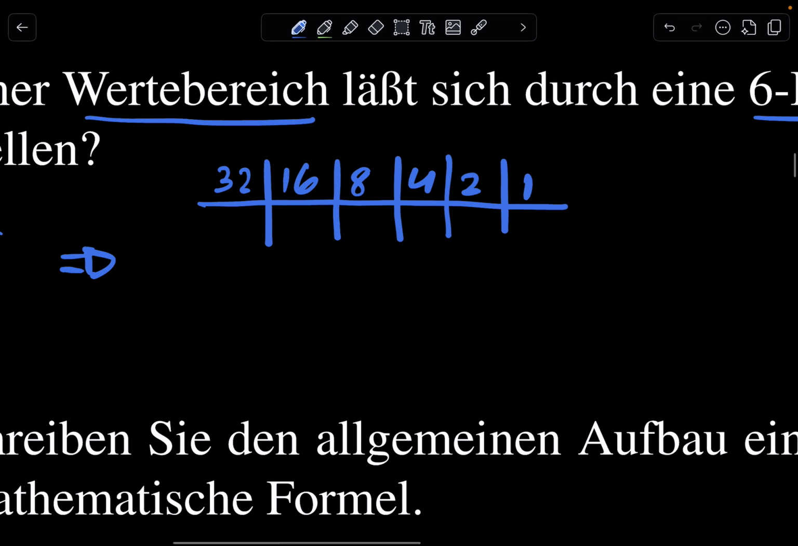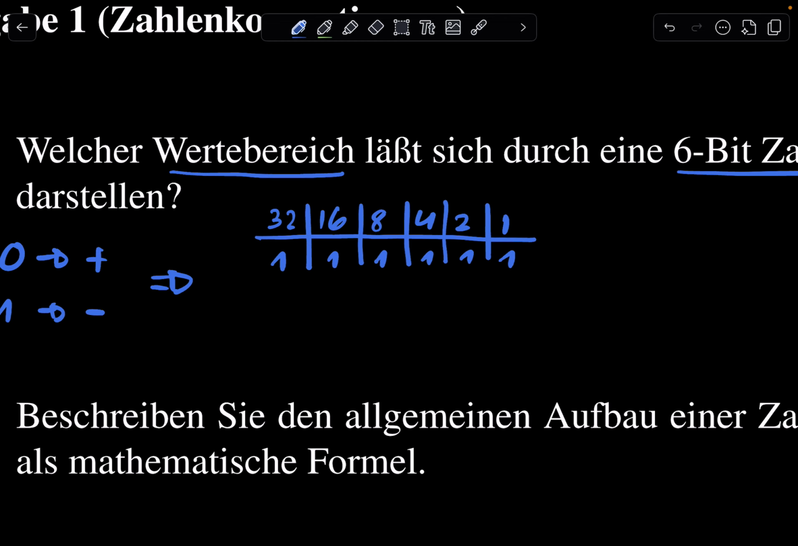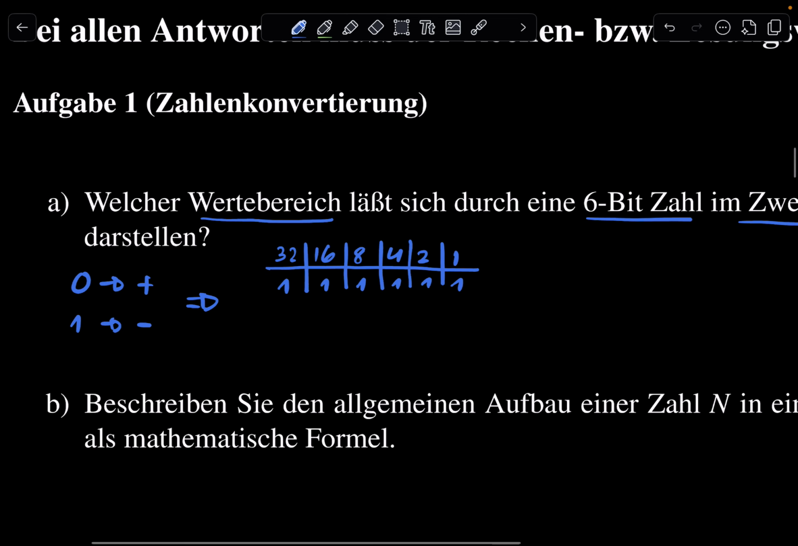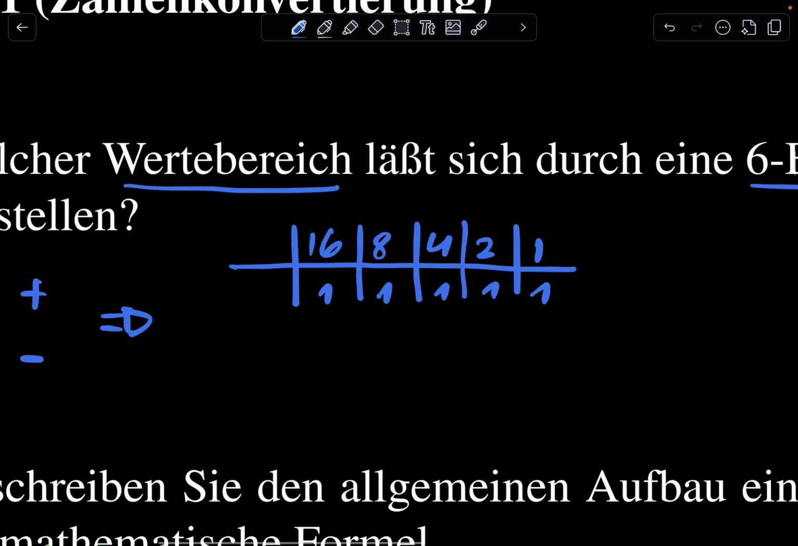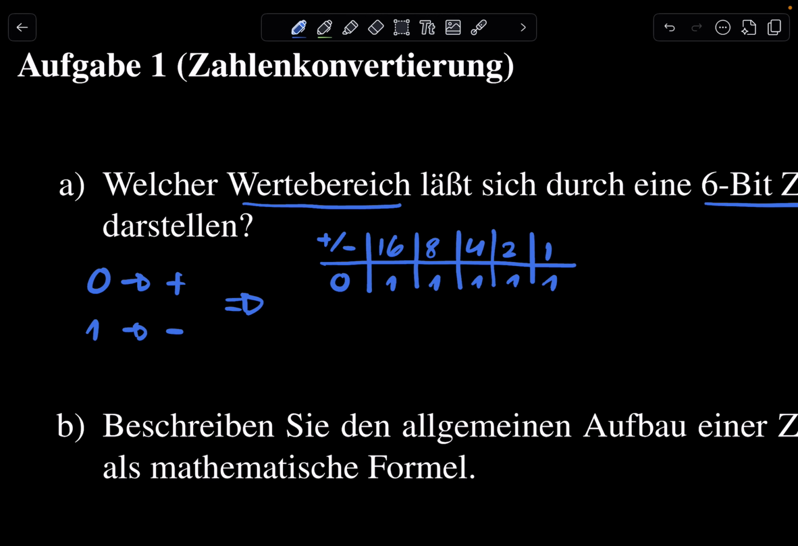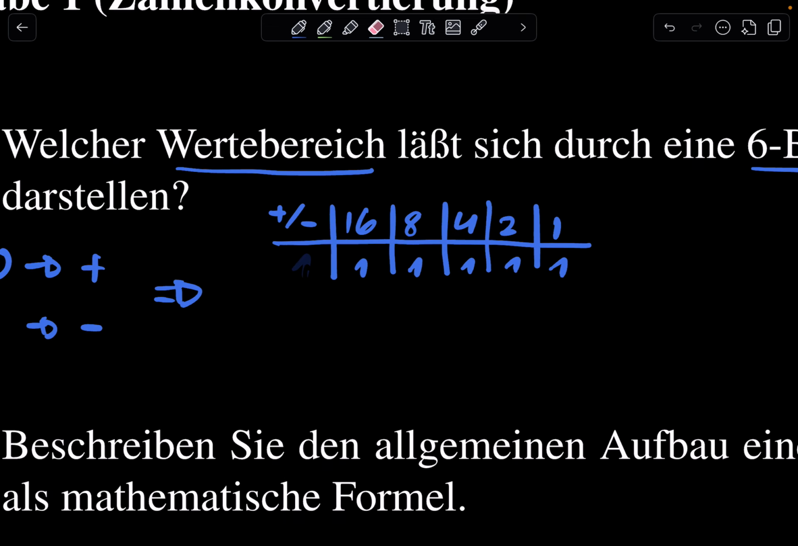If we write any number, for example 1, 1, 1, 1, 1, 1, we will have all these values summed up: 32 plus 16 plus 8 plus 4 plus 2 plus 1. But in this case, we know that the first bit is not going to be a value. Rather, it's going to be a sign, positive or negative. If we have a 0, it means we have a positive. If we have a 1, it's a negative.